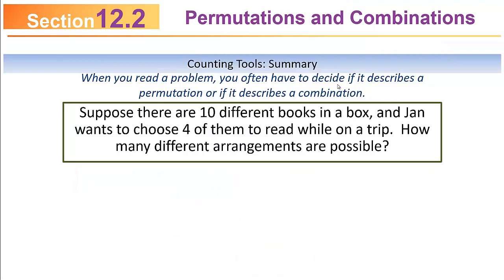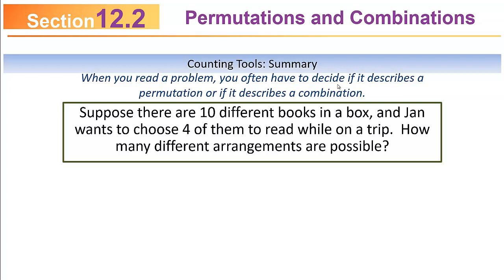Let's do another example. Suppose we've got those 10 different books again, but this time Jan wants to choose 4 of them to read while going on some trip. Maybe she's taking them into the car with her. How many different arrangements are possible? Now, how is that different from putting books on a bookshelf? Well, if you're putting books on a bookshelf, you're arranging the books in different order.